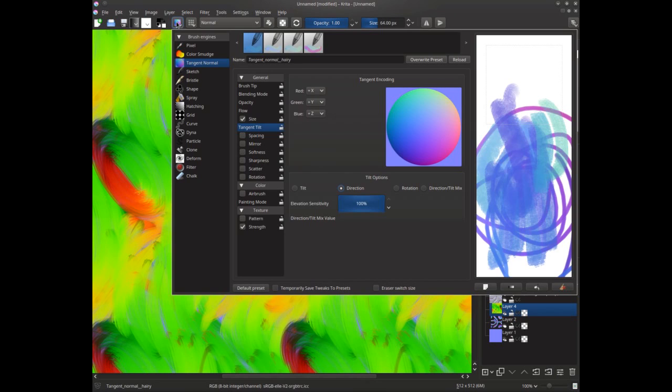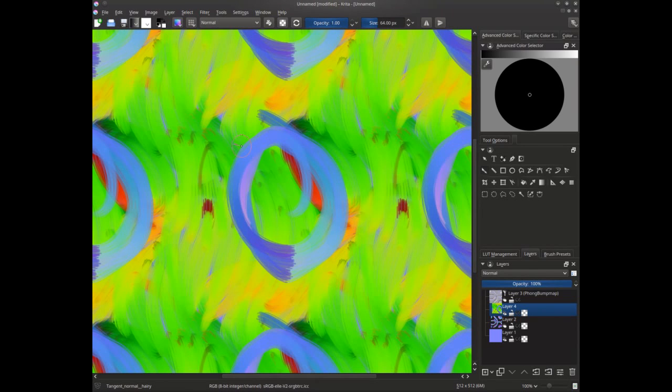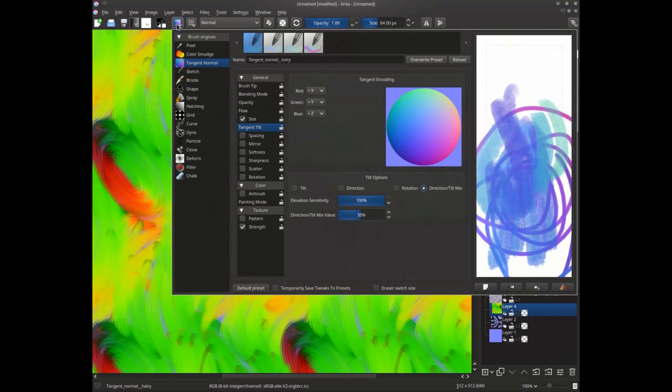Other options are rotation, which is for when you're using a Wacom art pen. And this was a request. This is a mix between a tilt and direction, so it kind of uses both. I'm not quite sure how it would be used, but someone requested it. Then there is elevation sensitivity.